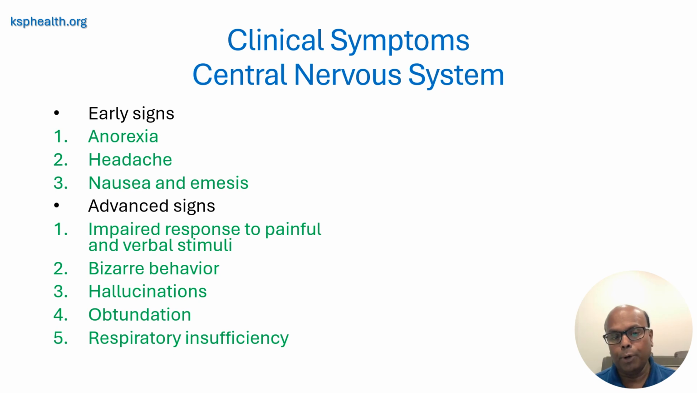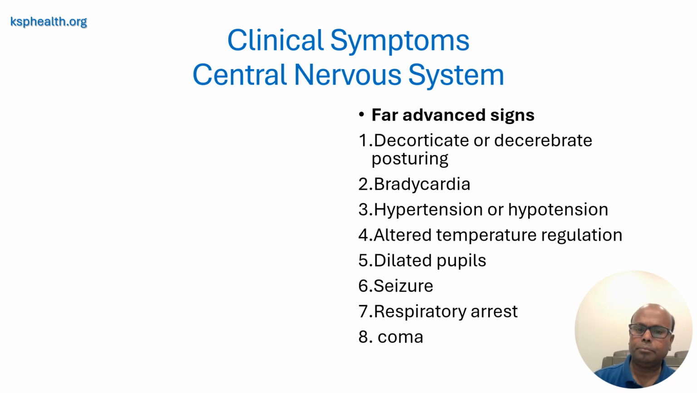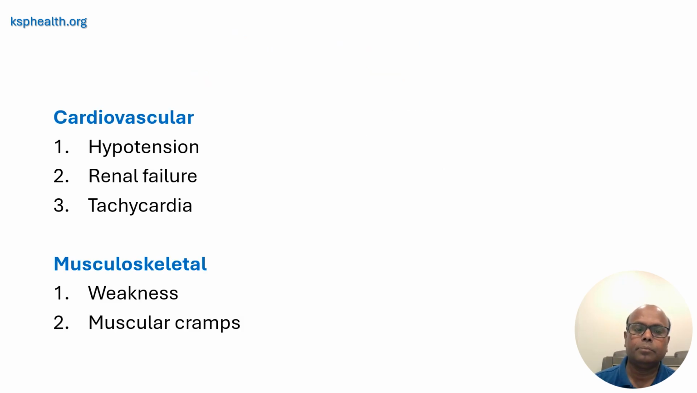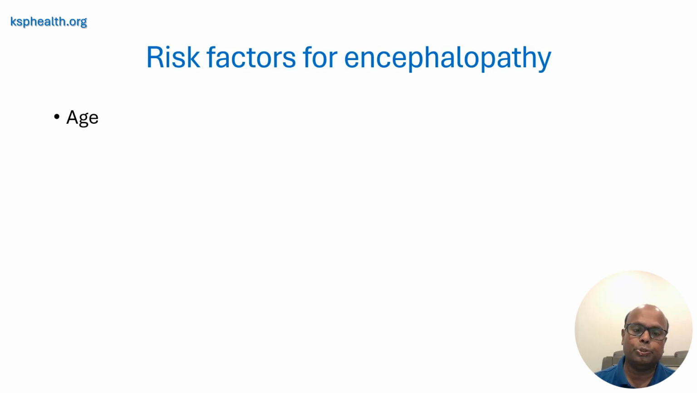Advanced signs are impaired response to painful and verbal stimuli, bizarre behavior, hallucinations, obtundation, and respiratory insufficiency. Late advanced signs are decorticate or decerebrate posturing, bradycardia, hypertension or hypotension, altered temperature regulation, dilated pupils, seizures, respiratory arrest, and coma. In the cardiovascular system, it can cause hypotension, renal failure, and tachycardia. Musculoskeletal, it can cause weakness and muscular cramps.